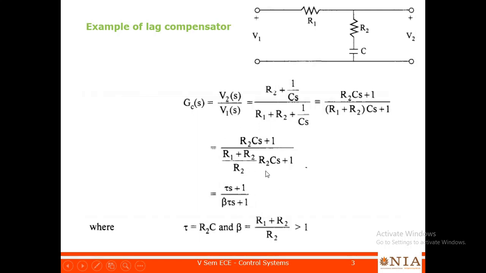So if you just rearrange it, then you will get beta as R1 plus R2 by R2. Select R1 and R2 such that it is greater than 1. Then you will get a lag compensator. So the selection of the components, that is what is called the design of a compensator. Okay. So if it is selected greater than 1, then it will be acting as a lag compensator.